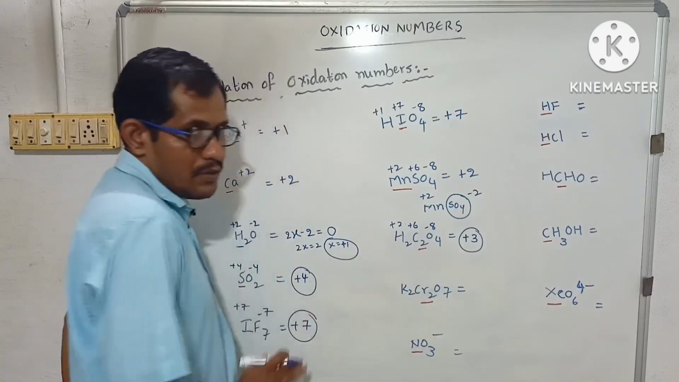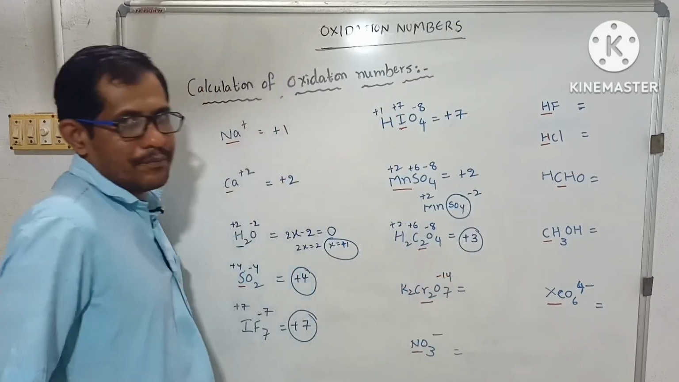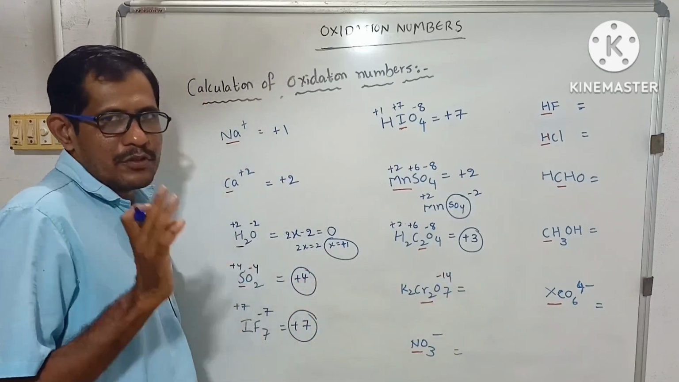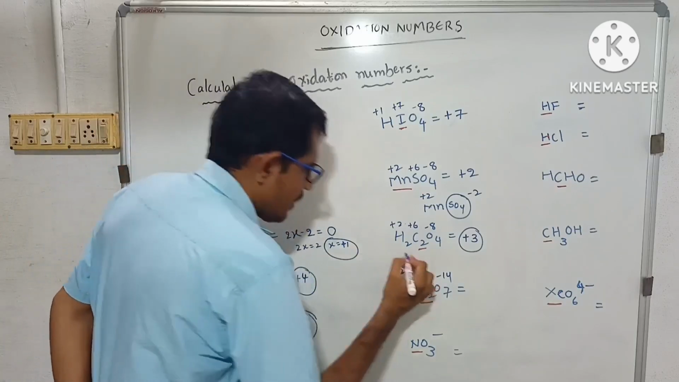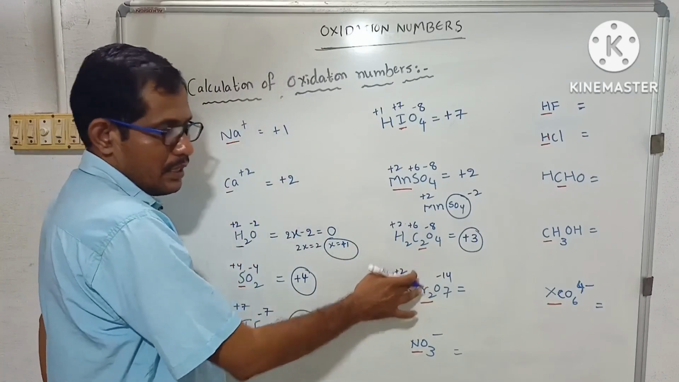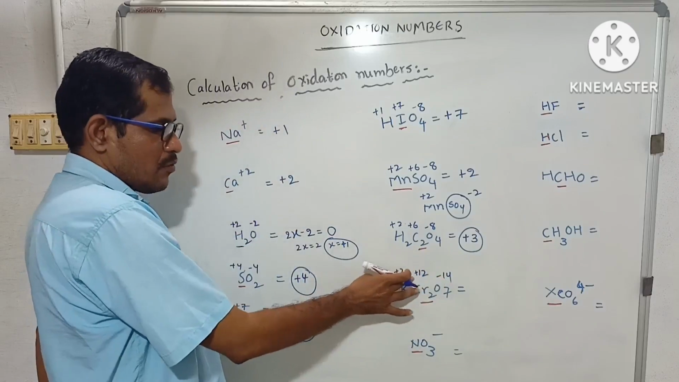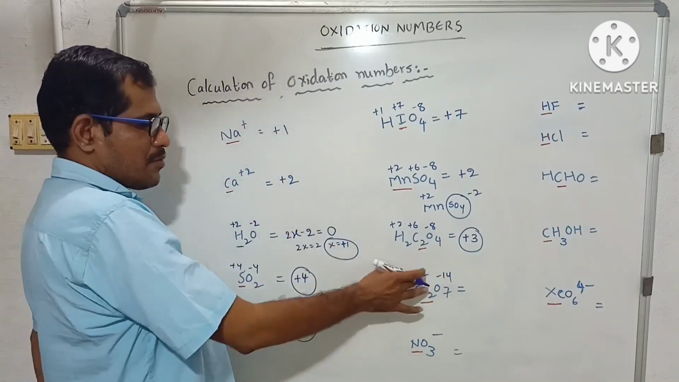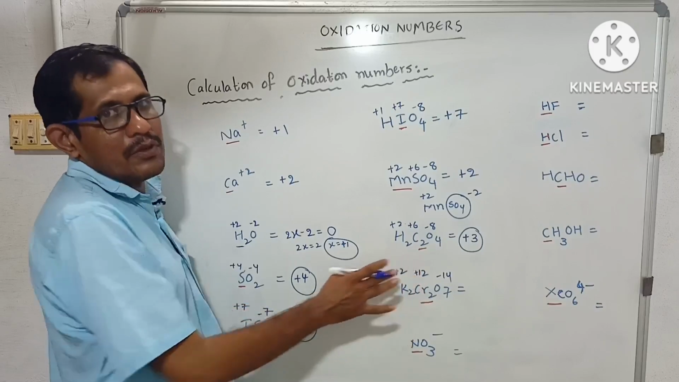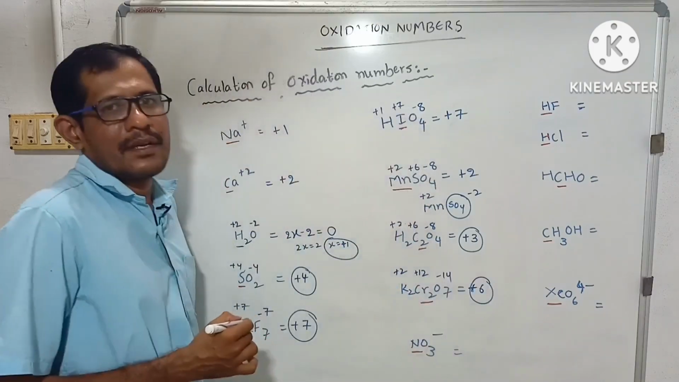Coming to here, K2Cr2O7. Each oxygen is minus 2, there are 7 oxygens, so minus 14. Potassium always shows plus 1, but with 2 potassium, it is plus 2. So what we need to put here? We need to put plus 12 over here, so that plus 14 minus 14 will become 0. For 2 chromium atoms it is plus 12, so each chromium atom is plus 6. So the oxidation state of chromium is plus 6.